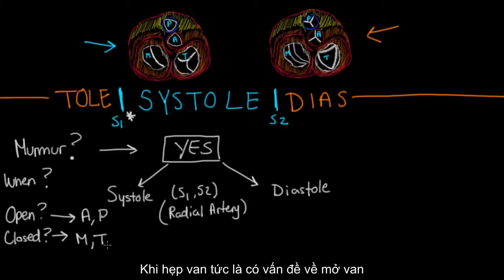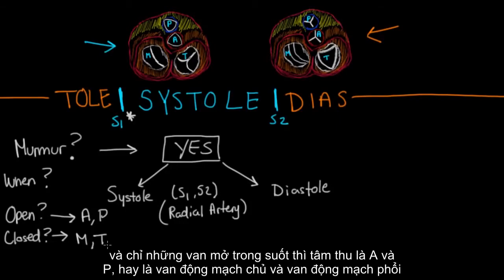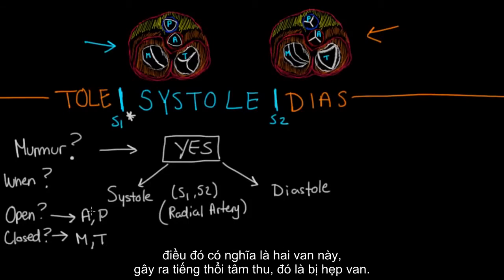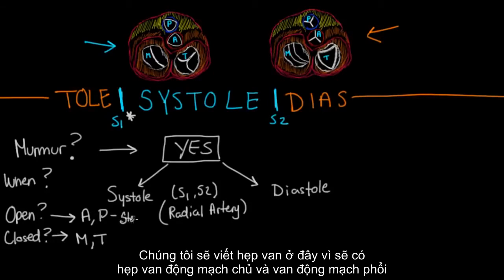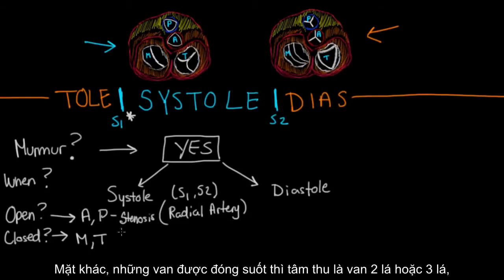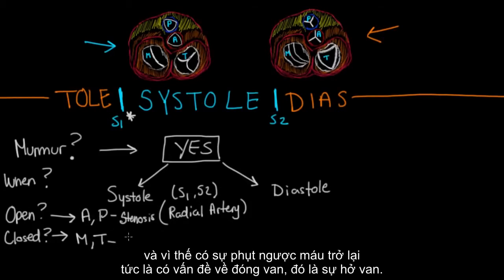And so since stenosis is an opening problem, and the only valves that are open during systole are the A and P, or the aortic and pulmonic, that means these two valves, in order to give you a systolic murmur, would be stenotic. And we'll write stenosis here because you would have aortic or pulmonic stenosis. On the other hand, the only valves that would be closed during systole would be the mitral or tricuspid. And so since regurgitation is a closing problem for the valve, this would be regurgitation.